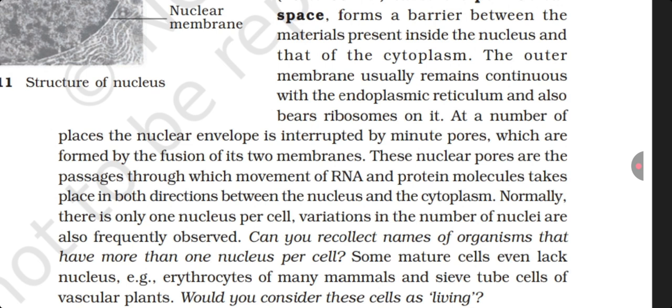Normally, there is only one nucleus per cell. Variation in the number of nuclei is also frequently observed. Can you recollect the names of organisms that have more than one nucleus per cell? Some mature cells even lack the nucleus, for example, erythrocytes of many mammals and sieve tube cells of vascular plants. Would you consider these cells as living?